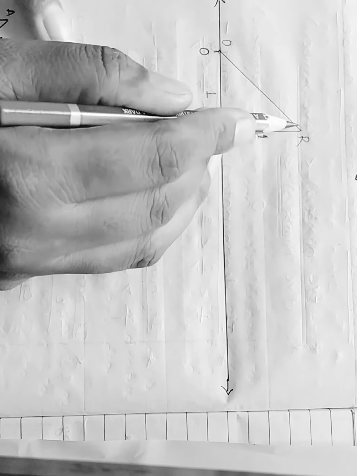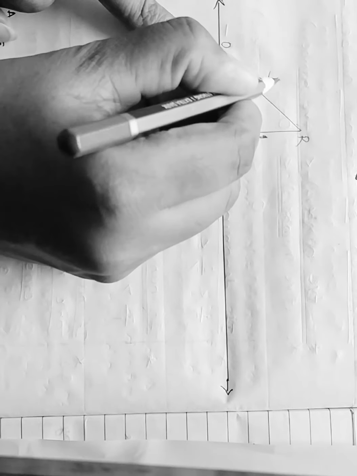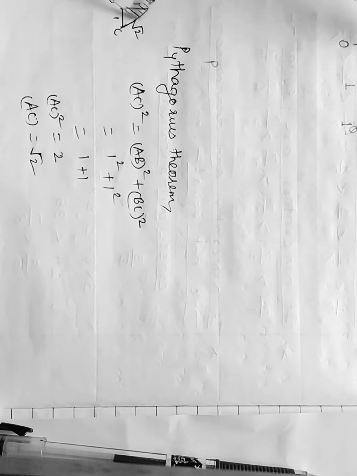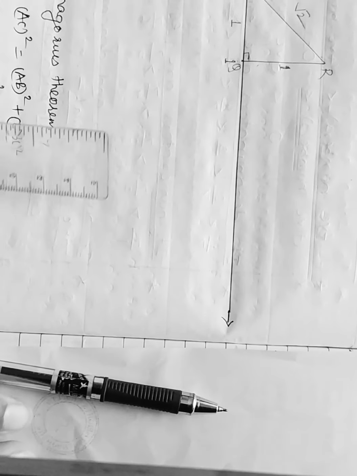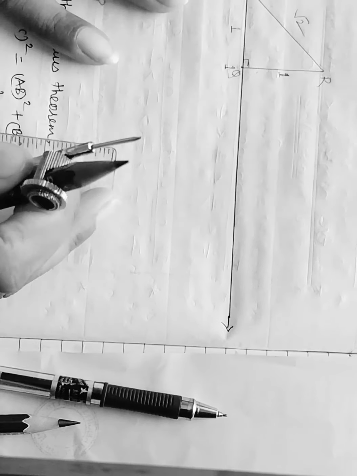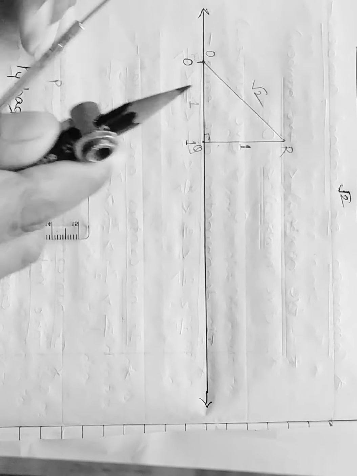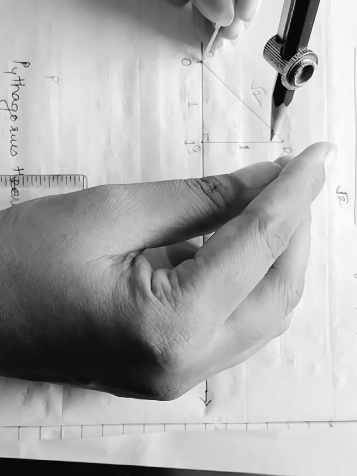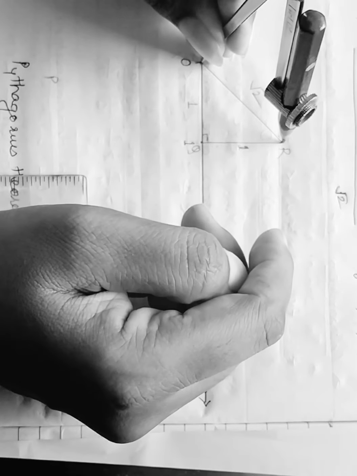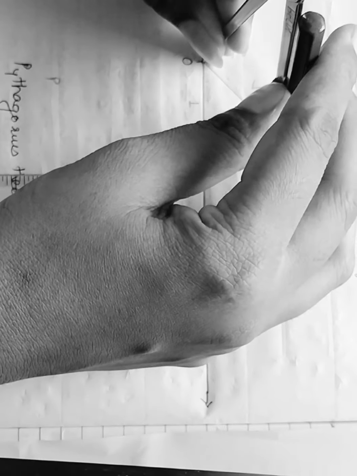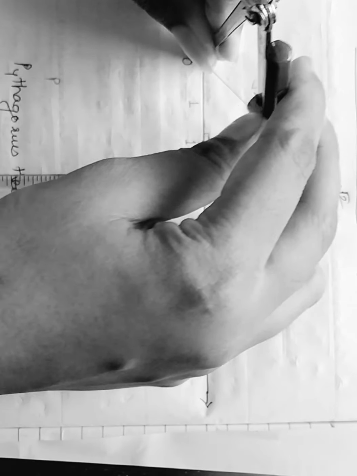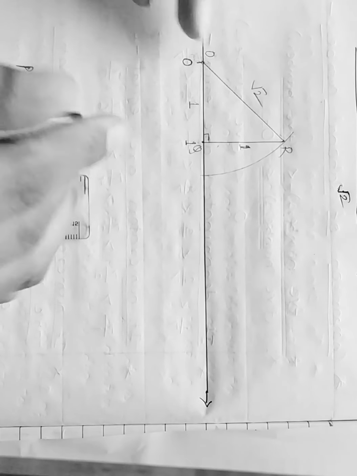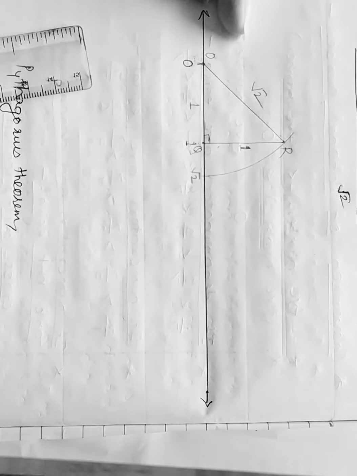Now see, PQ is unit distance, OQ is unit distance, that means 1, and OR is root 2. As I showed in the calculation here, this length is root 2. Now we have to take a compass, and take OR as the distance in the compass. Place the compass here with the pencil point on the point R. Then draw one arc towards the number line. The number you get will be your root 2.